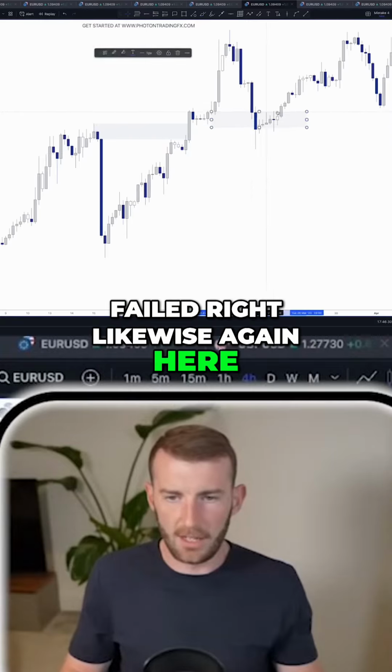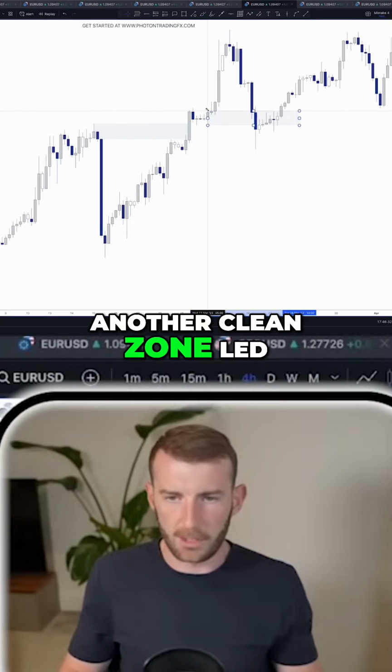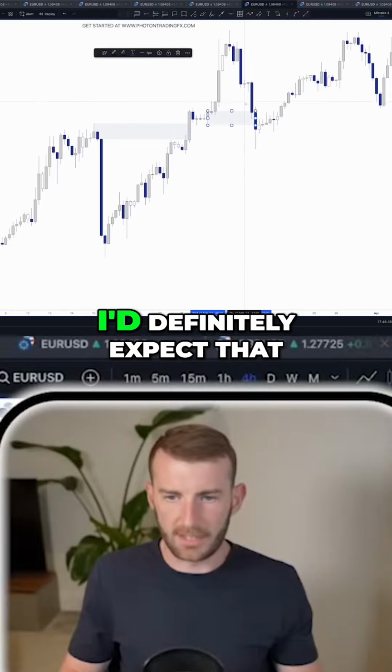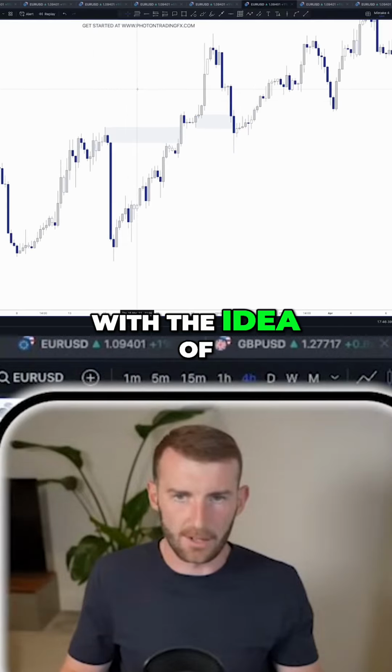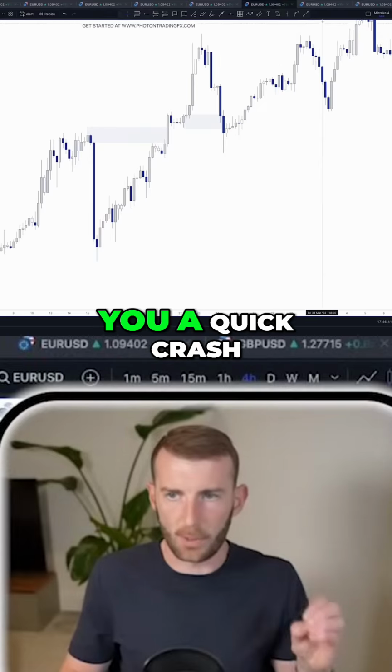Likewise, here is another clean zone that led to a big bullish push. I'd definitely expect that to hold, maybe. Why has it failed? It's to do with the idea of inducement, okay? So let me give you a quick crash course.